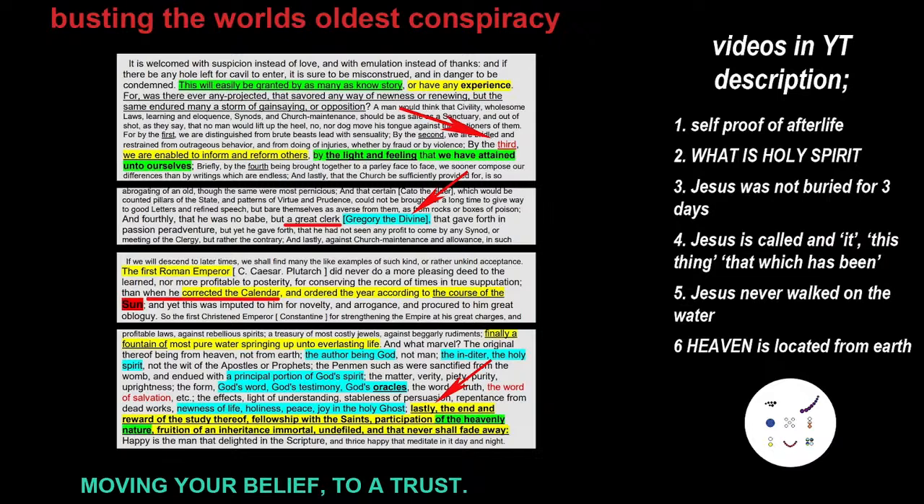Okay, now the second arrow down: a great clerk, Gregory the Divine, and they have a capital D on divine. And you thought Jesus was divine. Your translators are actually telling you that there's another person on this earth that was divine. His name was Gregory. Now the thing here is he became a pope.